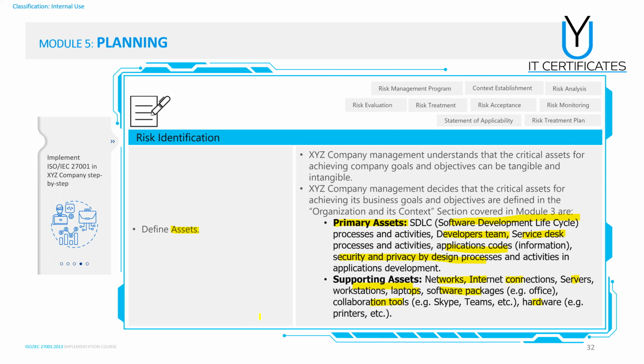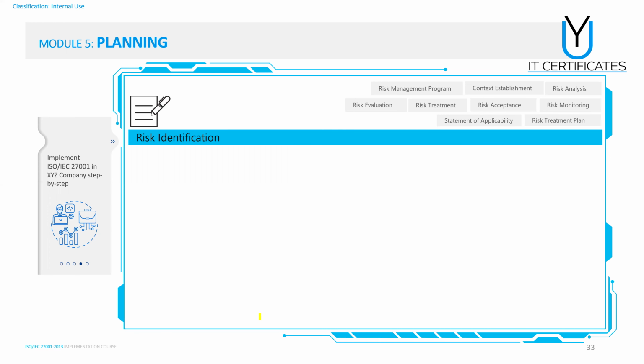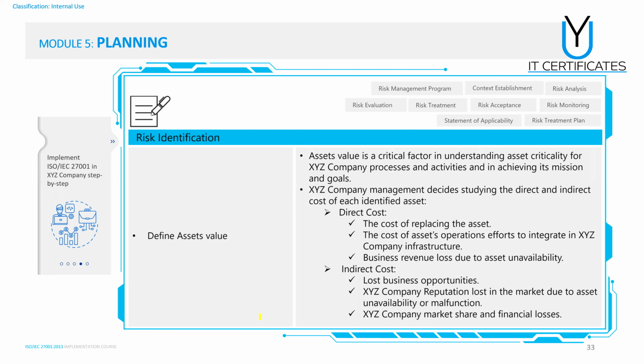And step number 1 in the risk identification for defined assets is already achieved from the previous cases. What is the asset value? Again, who will help you define the asset value? The business owner. They will be able to define the asset value.